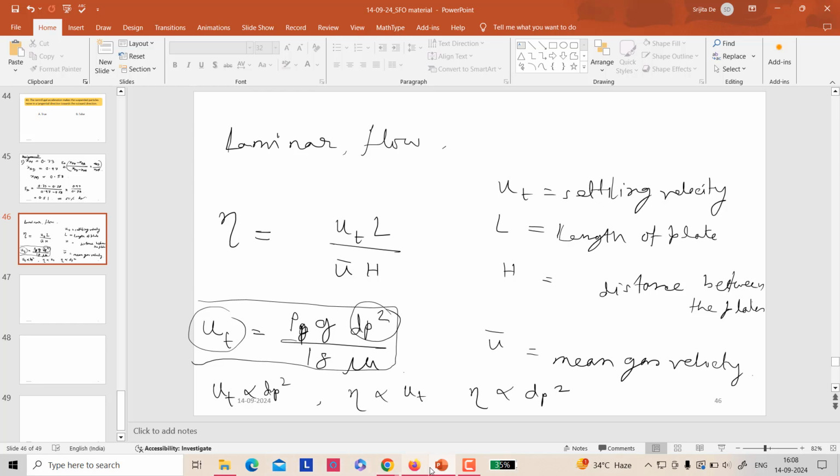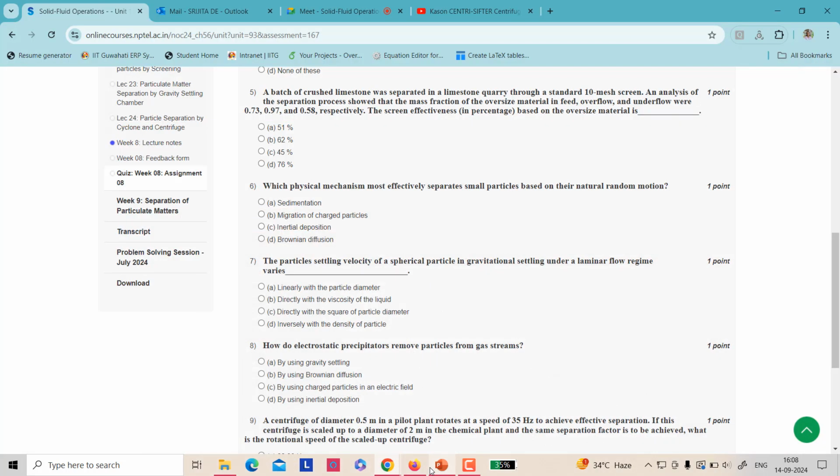So ut is the settling velocity, which is directly proportional to the square of the particle diameter. Next is, how do electrostatic precipitators remove particles from a gas stream? My answer is by using charged particles in an electric field. Yes, yes.